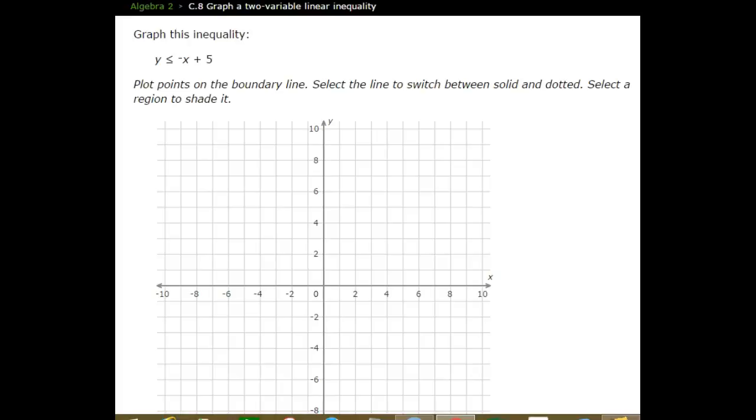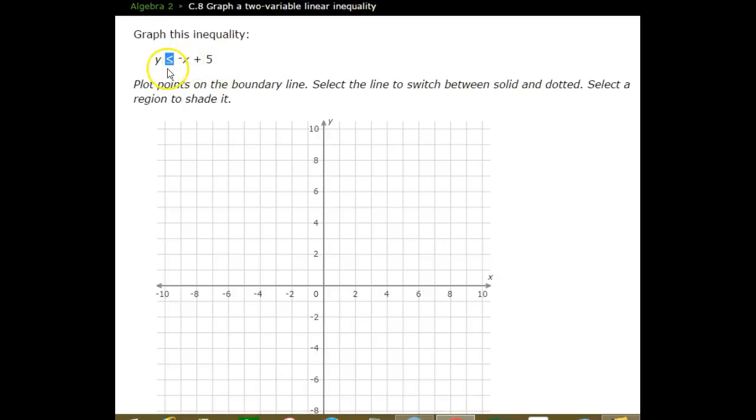I'm going to go through a few problems of Algebra 2 C8 IXL with you. So here we have y is less than or equal to negative x plus 5. And this might be a little new, but just think of this as the equation of a line. For now, we're going to ignore the less than or equal to sign, and we're going to assume it's an equal sign. So we've got y equals negative x plus 5.